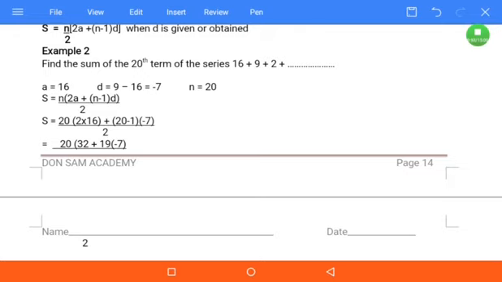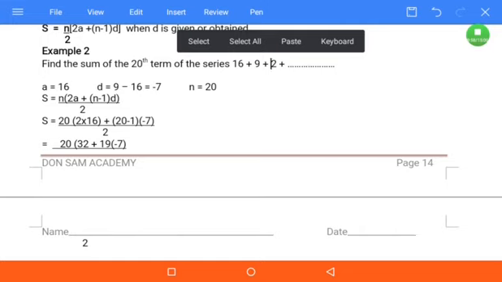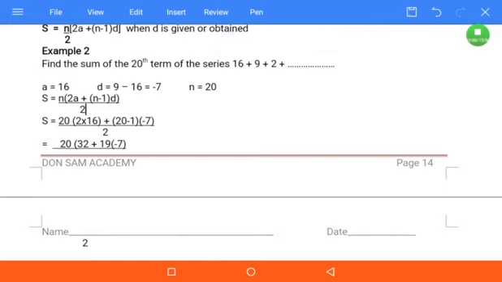D is always what? u2 minus u1, or u3 minus u2. So u2 is 9 minus 16, or u3, 2 minus 9. You get the same answer, right? Don't say 16 minus 9 because 16 is bigger. No, it is the second term minus the first term. Whether the second term is bigger or smaller, obey the law. Second term minus first term, or third term minus second term, or fourth term minus third term.